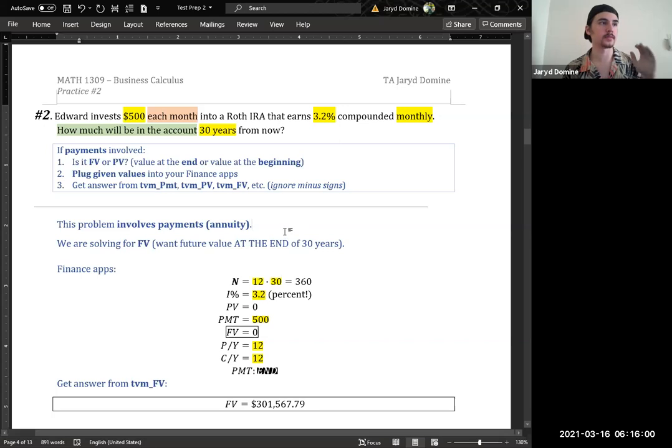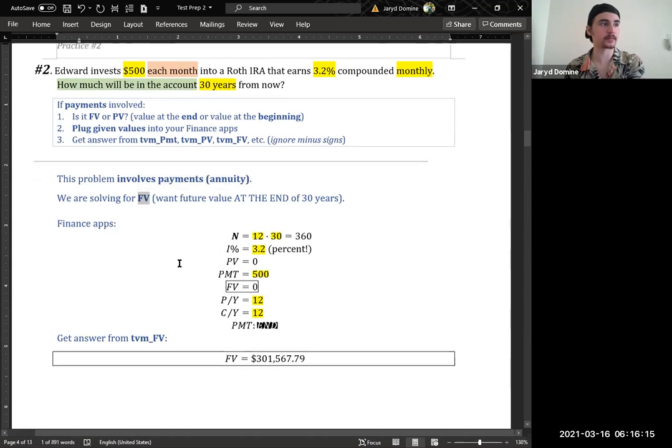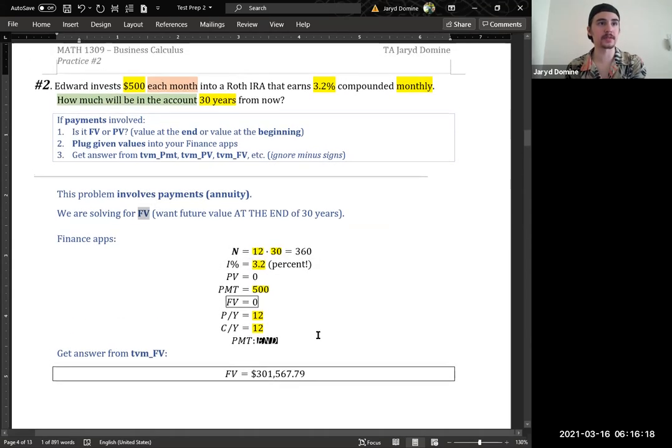Okay, so number 2, this one involves payments. This is an annuity problem, so we're going to use the calculator method. It's asking what it's going to be worth 30 years in the future. So that's an FV, future value problem. We take all the numbers that it gives us and we plug it into our calculator.